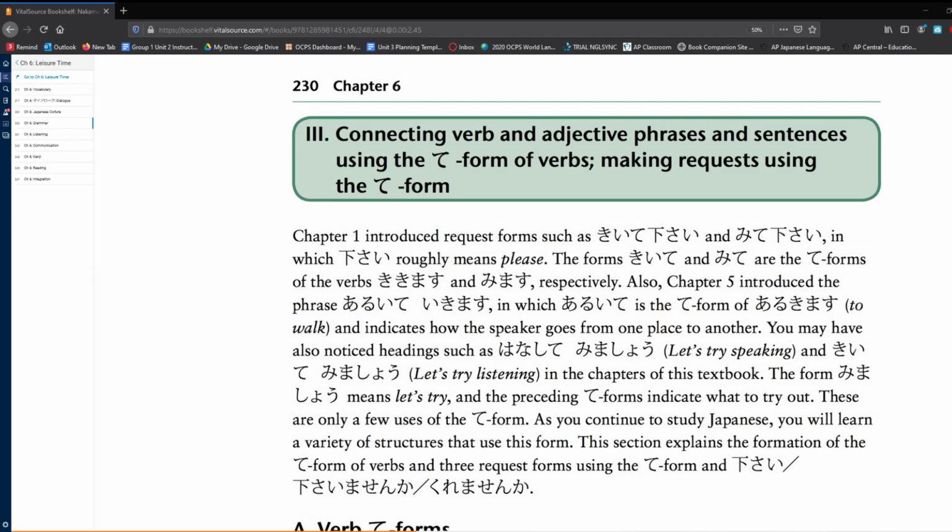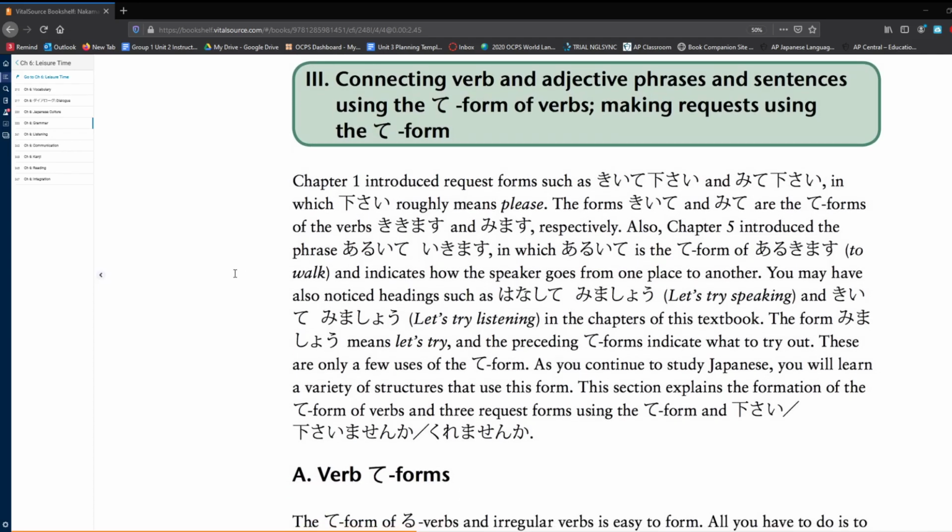So, back in chapter 1, we introduced requests such as kite kudasai and mite kudasai, in which kudasai roughly means please. The forms kite and mite are the te forms of the verbs kikimasu and mimasu, respectively. In chapter 5, it introduced the phrase aruite ikimasu, in which aruite is the te form of arukimasu, which means to walk, and indicates how the speaker goes from one place to another place. You may have also noticed headings such as hanashite mimashou, which is let's try speaking, or kiite mimashou, let's try listening, in the chapters of this book.